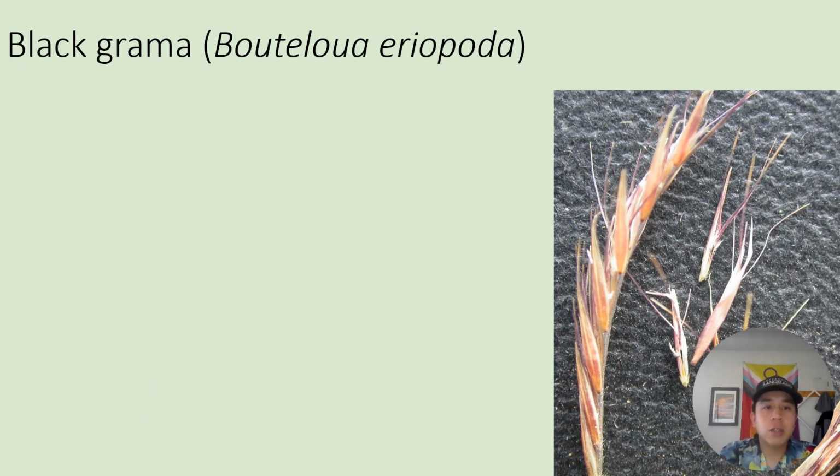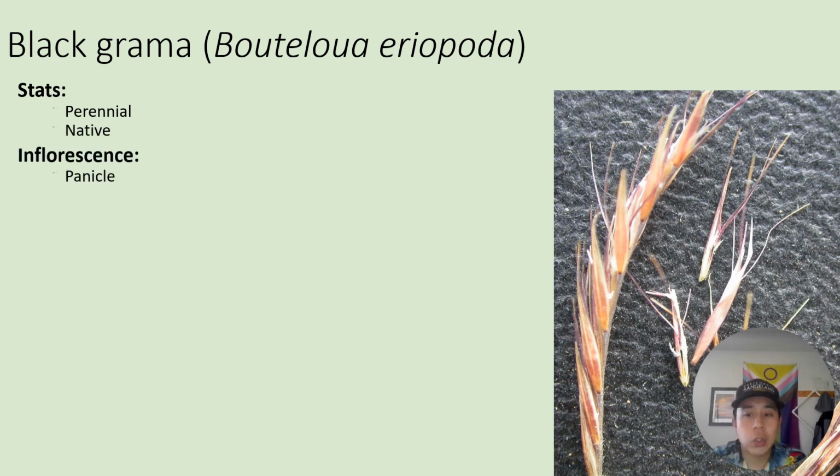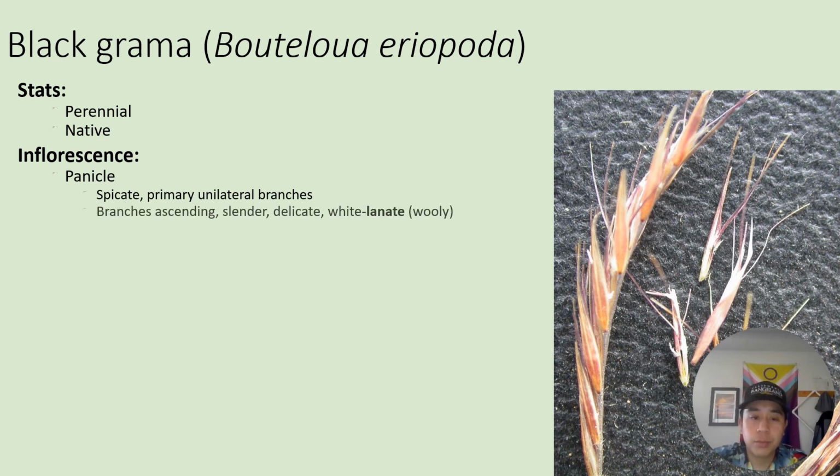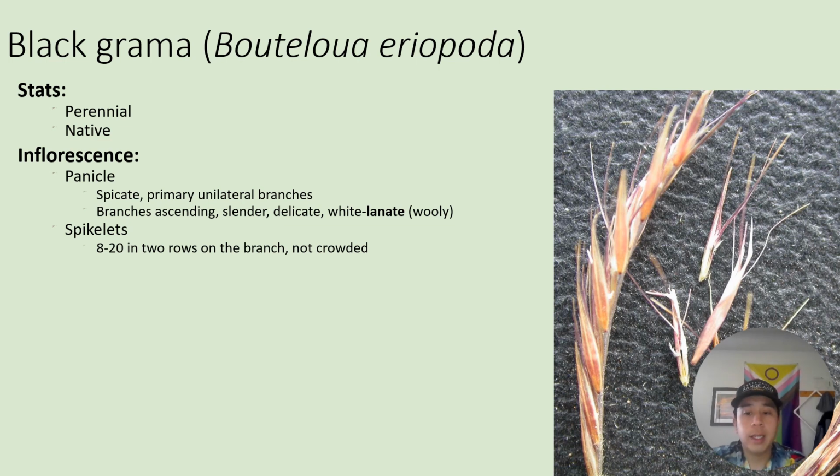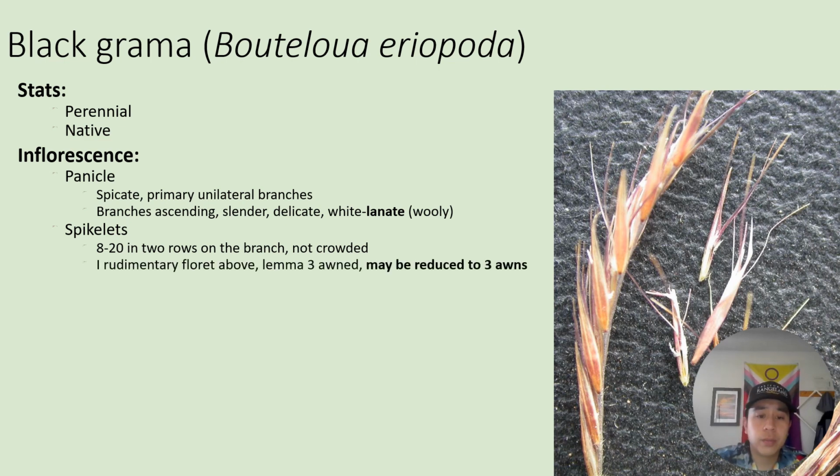So next up we have black grama, or Bouteloua eriopoda. In terms of its stats, it's also a perennial native species. In terms of its inflorescence, it's also panicled, and it's also spicate with primarily unilateral branches. The branches, though, are typically ascending, and so they go upwards, and they're often slender and delicate, and they have this kind of white lanate, which is kind of this woolly growth, which we'll see on the next slide. Spikelets typically are 8 to 20 in 2 different rows on the branches, and typically are not very crowded like we'll see with some other species.